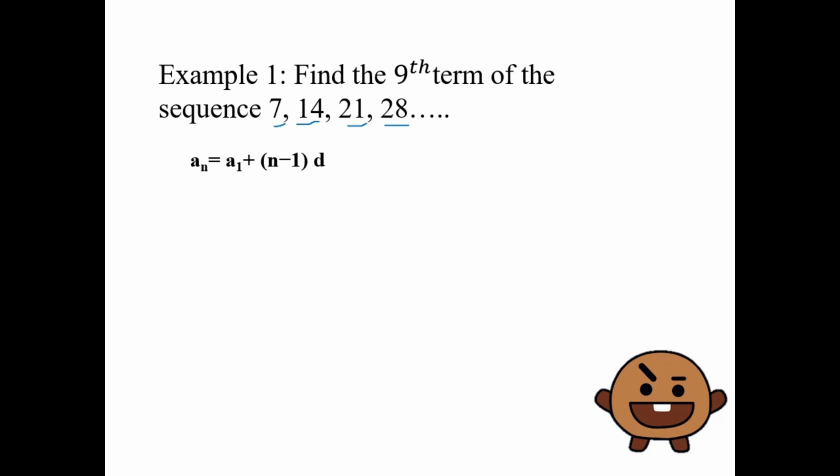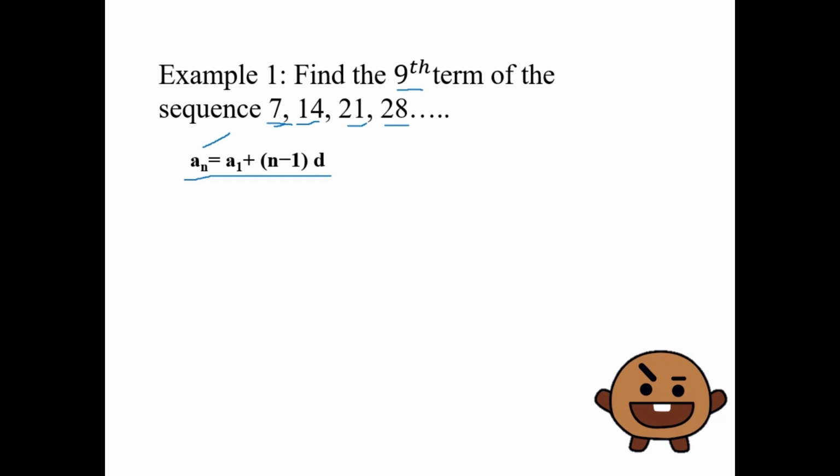And again, we make use of the formula presented earlier, which is a sub n is equal to a sub 1 plus the quantity n minus 1 times d. We already have the value of a sub n. Take note that a sub n is the value of the term, which is the 9th term, so it's going to be a sub 9 there. Then a sub 1 is the first term. We have 7 as the first term. We have n, which is equal to 9. Then the value of d is not yet determined.